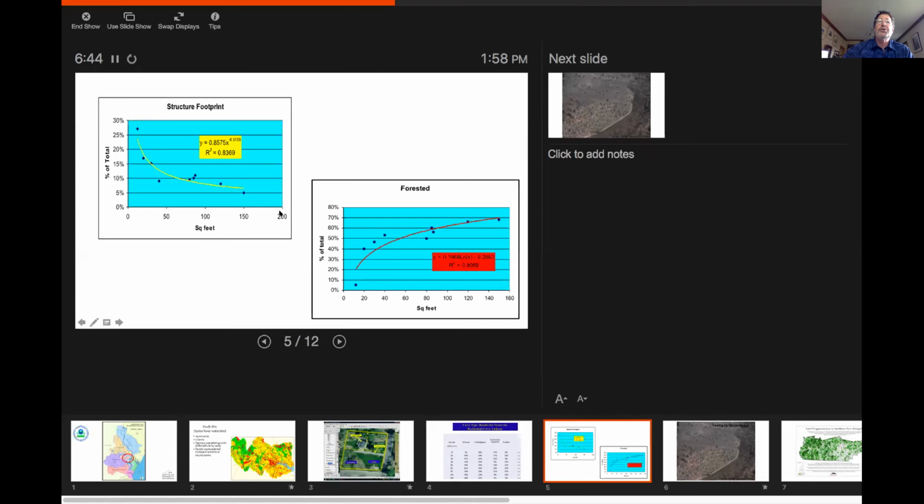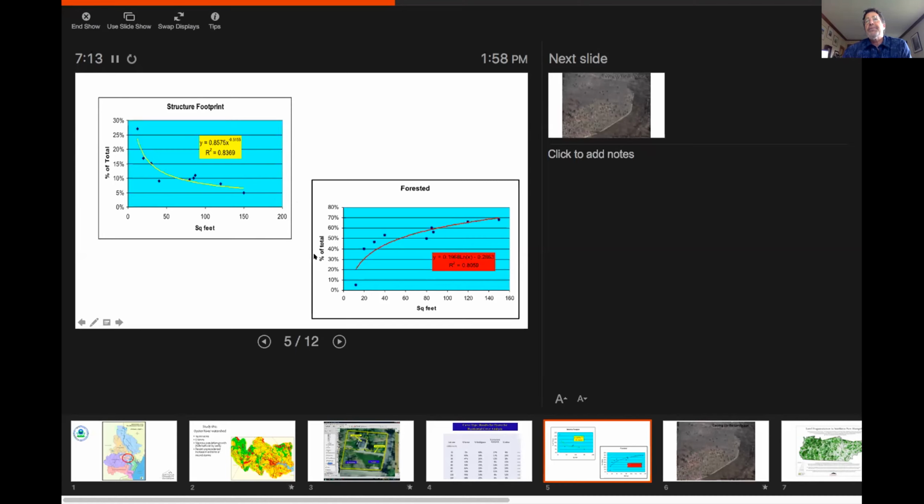Unfortunately, it only goes up to 200. But you can see it starts to flatten out there. It probably goes down, and you notice on the size of watershed that was Patrick's, you got up to 95%. Well, no, what did you get, Patrick? That's right. For forested, it was 95%. But this is structure footprint, so you'd get down close to zero. And you had a really small number for structure footprint.